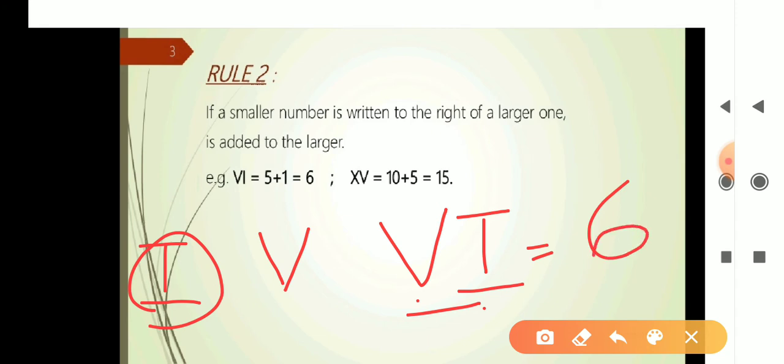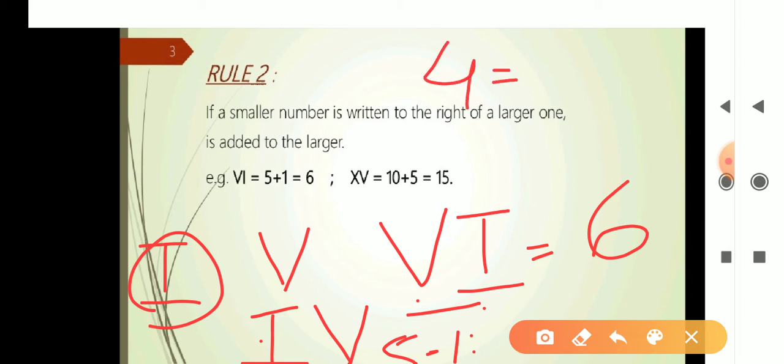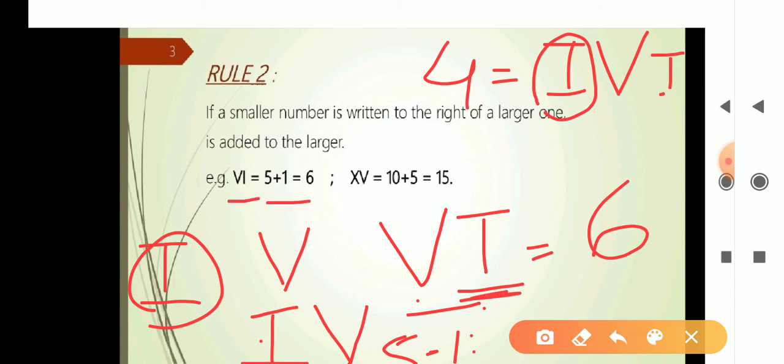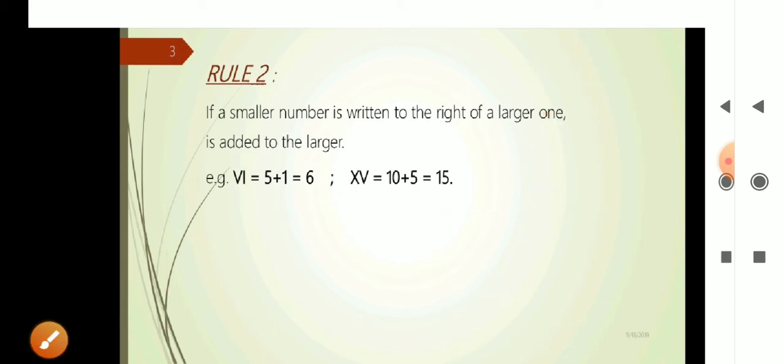For example, if we write the small number on the left side of the large number, see, V means 5. If we write it on the left side, it means minus. We have to do V minus 1, that is 4. So to write 4, we use IV, because if we write on the left side, it gets subtracted. If we write on the right side, it gets added. See here, VI is 5 plus 1, 6. XV: X means 10, V means 5, so 10 plus 5 is 15. This is how we write.